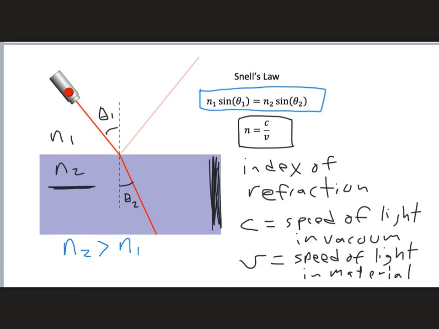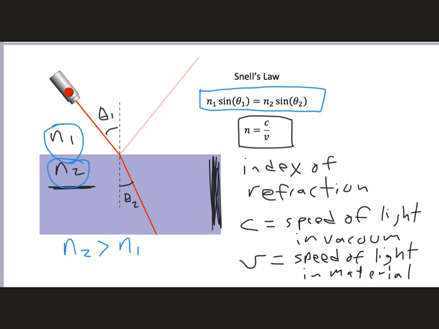So for example, up above you might have air, down below you might have glass, and that would tell you that the index of refraction, that ratio here of the speed of light in vacuum to the speed of light in the material, the N2 is a bigger number than N1. And you know that because it bends towards the normal, because the ray of light in the second material has gotten closer to the normal. It's at a smaller angle.